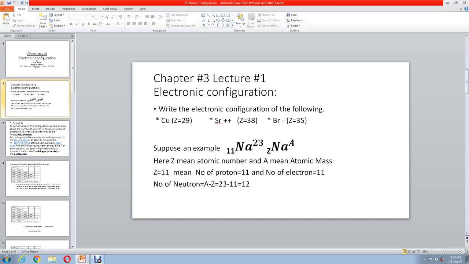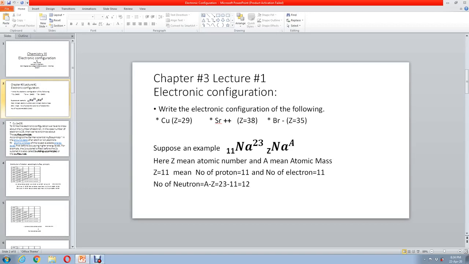Today, my topic is electronic configuration. Write the electronic configuration of the following: copper, Z is equal to 29, strontium plus 2, Z is equal to 38, bromine minus 1, Z is equal to 35.